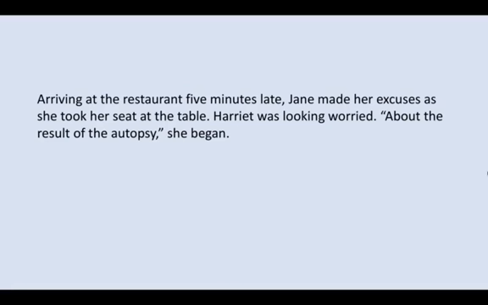Arriving at the restaurant 5 minutes late, Jane made her excuses as she took her seat at the table. Harriet was looking worried. "About the result of the autopsy," she began.